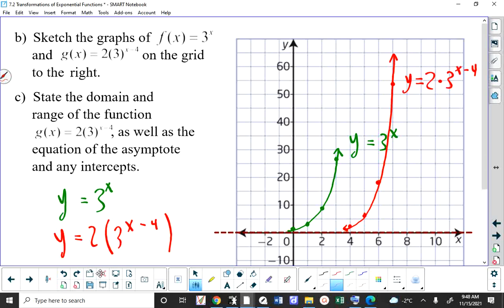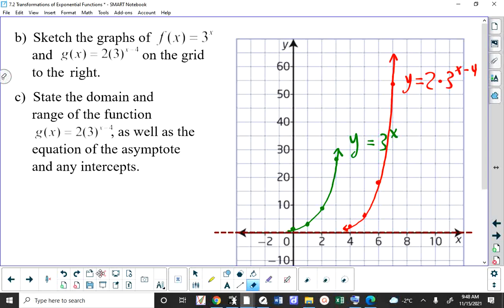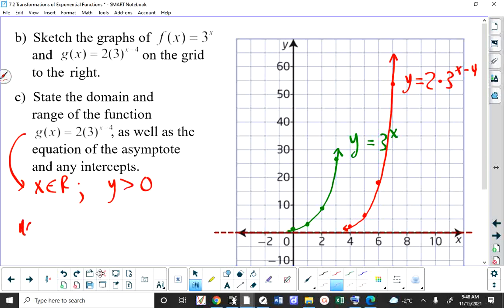What were we asked for? The domain and range of the new function. So I'm going to get rid of this so I have room to write this. Well, the domain of the new function is still x is any real number, and the range of the new function is still y is greater than 0. There is still no x-intercept.